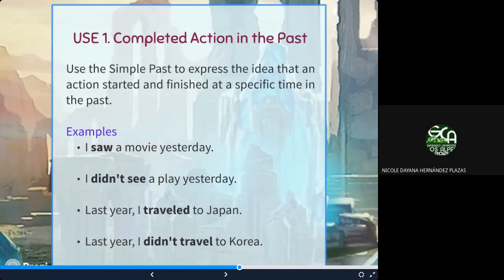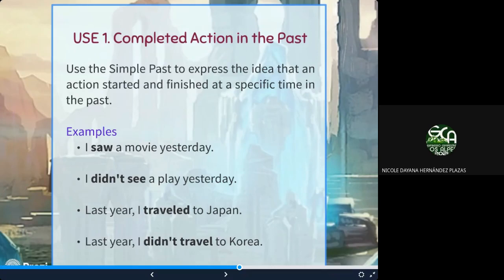I visited my grandma. Visité a mi abuela, se acabó. I woke up at 7 a.m. this morning. Me desperté a las 7 de la mañana, se acabó, ya se acabó esa acción. Está en el pasado. So, use number 1 is to talk about completed actions in the past. Okay? So, Samu, can you please help me reading that slide? Okay.